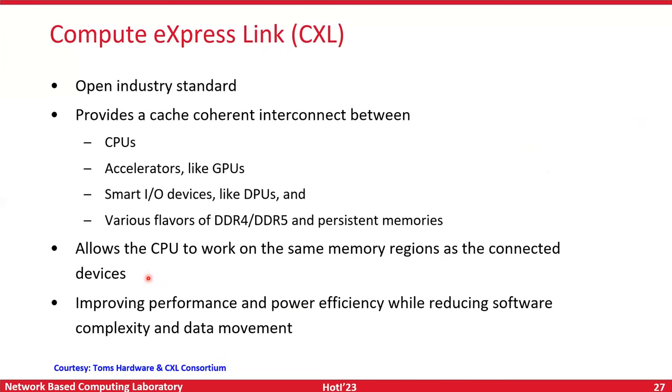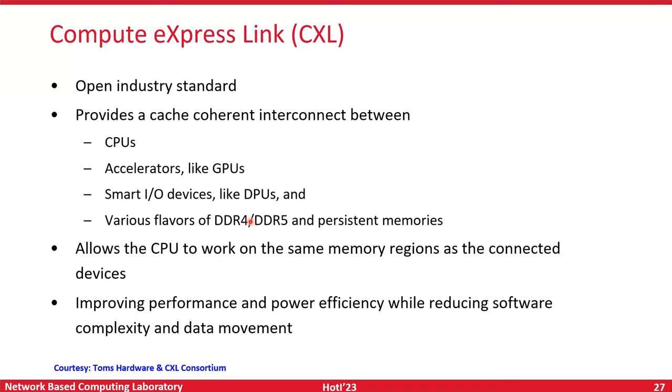And now in the last 2 years, many of these competitors have joined together and defined something called Compute Express Link, or CXL. I'm sure many of you are hearing about this. This is the next generation link. They are trying to provide a cache coherent interconnect between CPUs, accelerators, GPUs, and smart IO devices like DPUs. In addition to sending messages, since it is cache coherent, you can directly read and write from one node to the other node over CXL in a very fast manner with the lowest latency, okay?